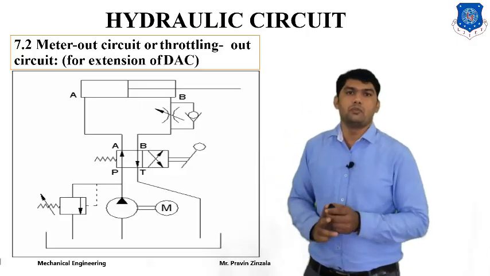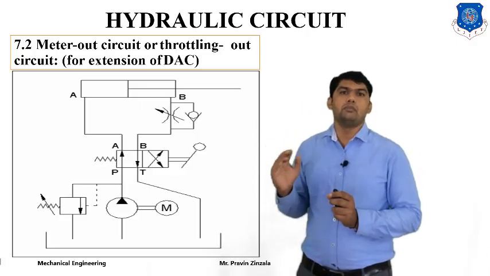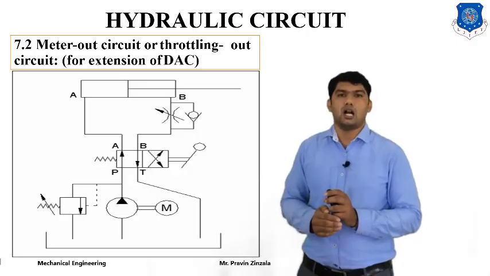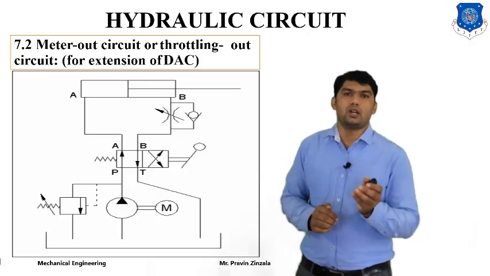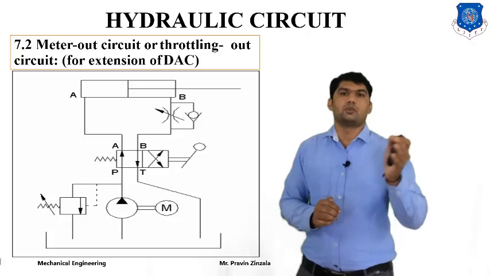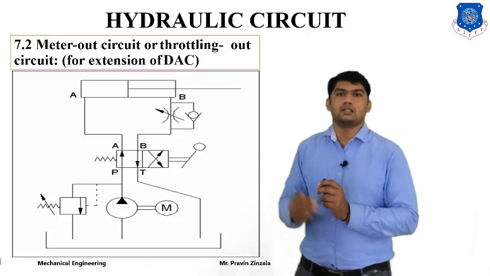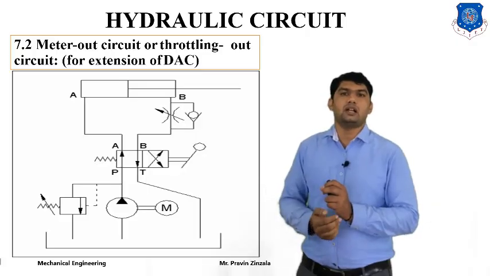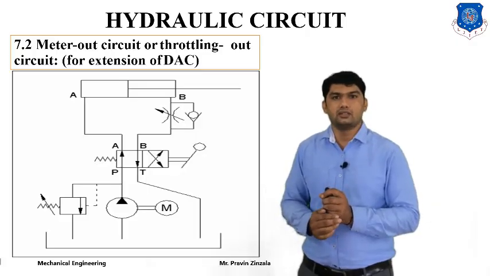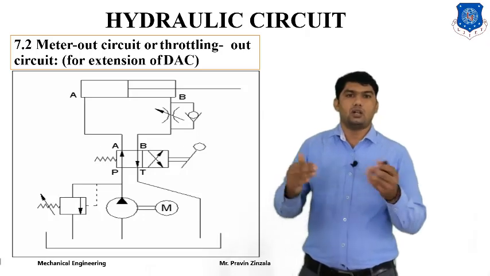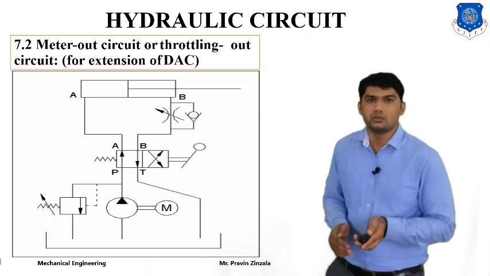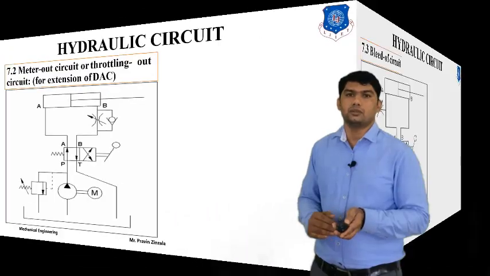So you have to remember in your mind what is meter in and what is meter out. What is the meter in circuit for extraction and the meter out circuit for extraction. If we just change the position of the control valve, it's called meter in and meter out circuit for retraction. So we can also change the position according to the requirement and according to the applications in industry.